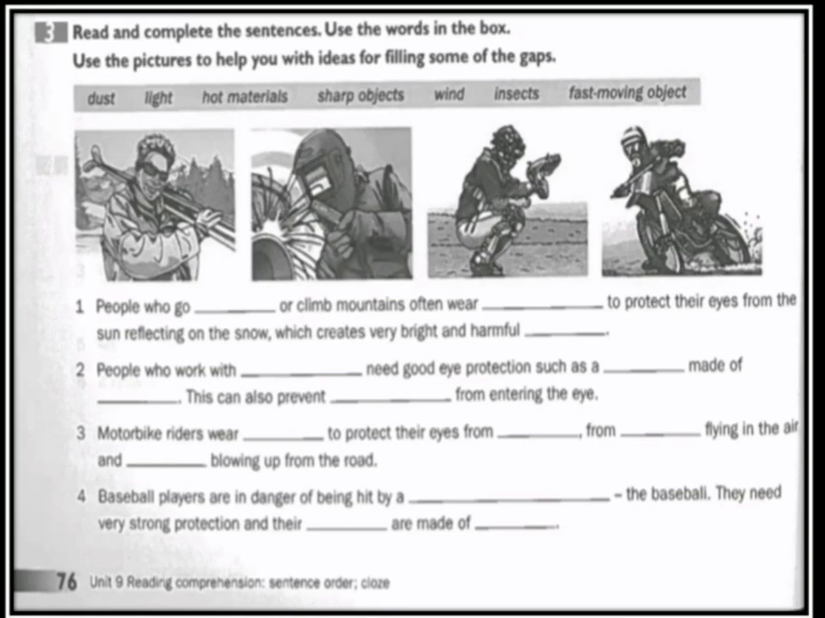Now, let's start with sentence number 1. People who go or climb mountains. What is the correct word here? The correct word is skiing.